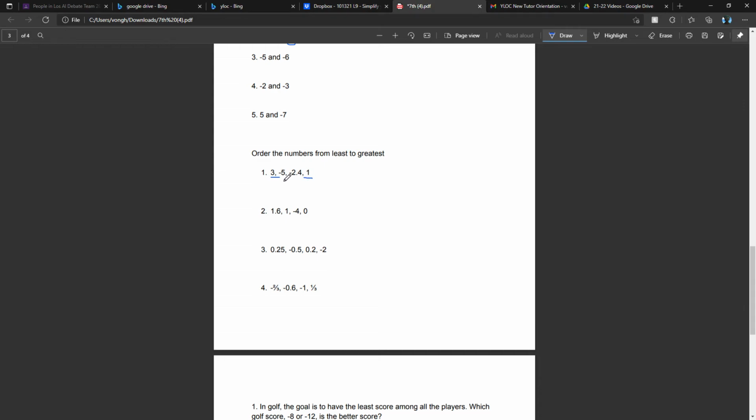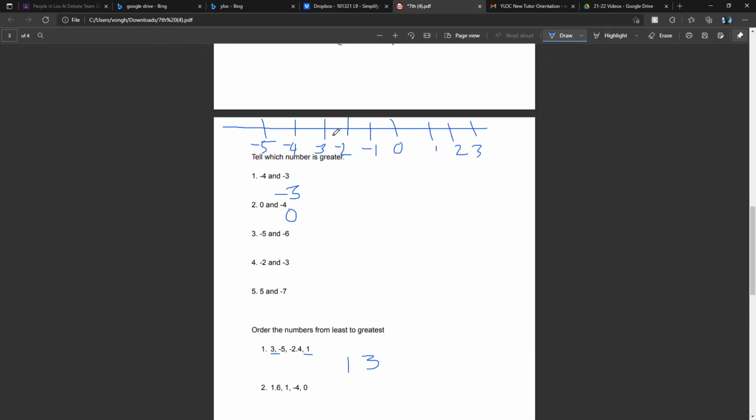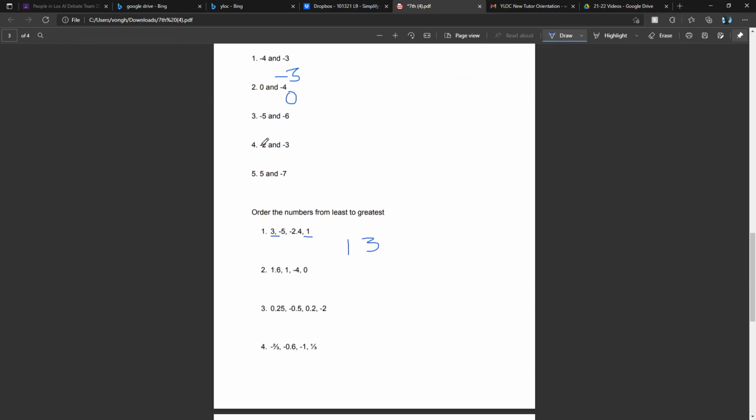The next ones we have -5, -2.4, and 1. Since 1 is positive, it's going to be greater than both of them. So we can just write it right there. And if you look at the number line, -2.4 is around here, and -5 is here. So I'm just going to write a point here. This is -2.4, and it's closer to the right side than -5. So this will be greater than -5. So you have -2.4 here, and then -5. So this is the answer.